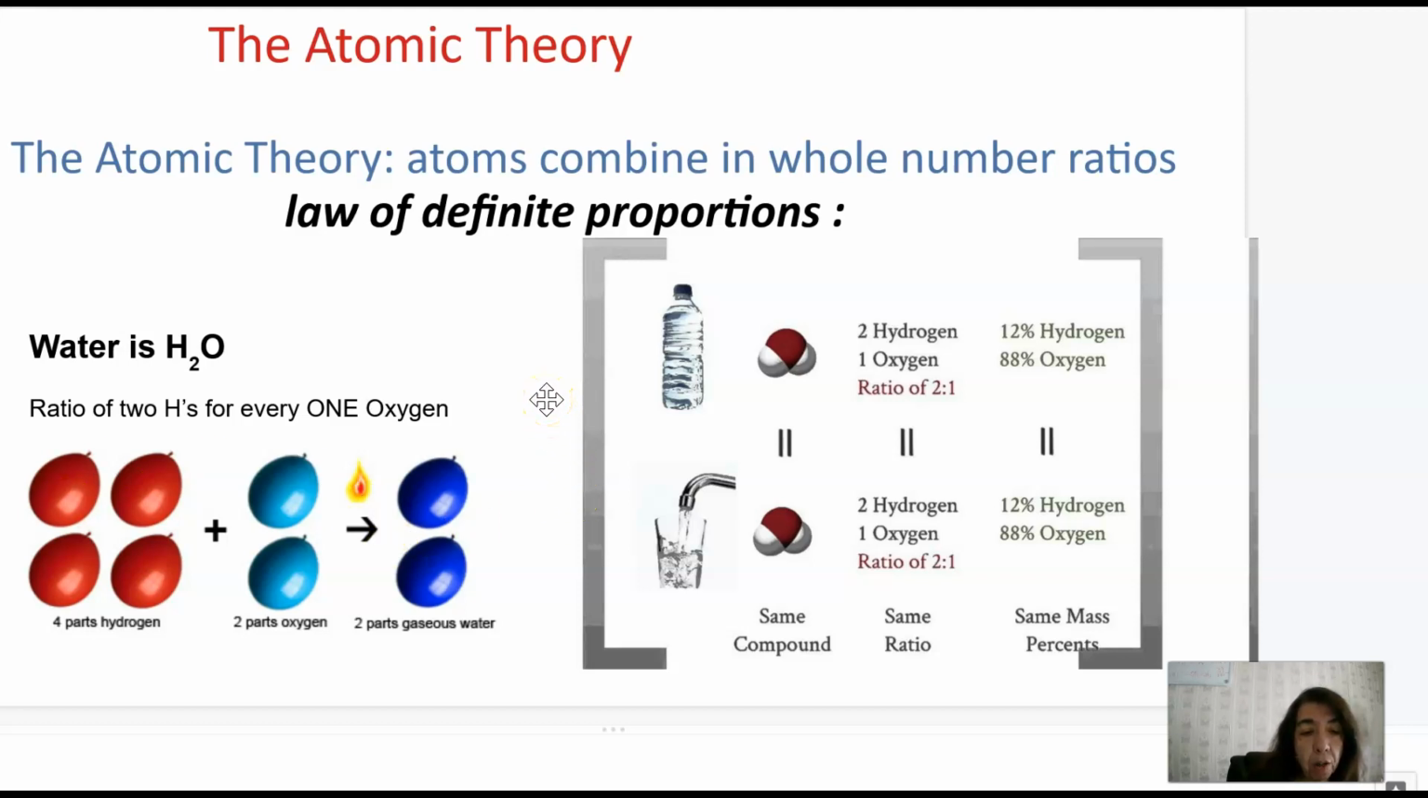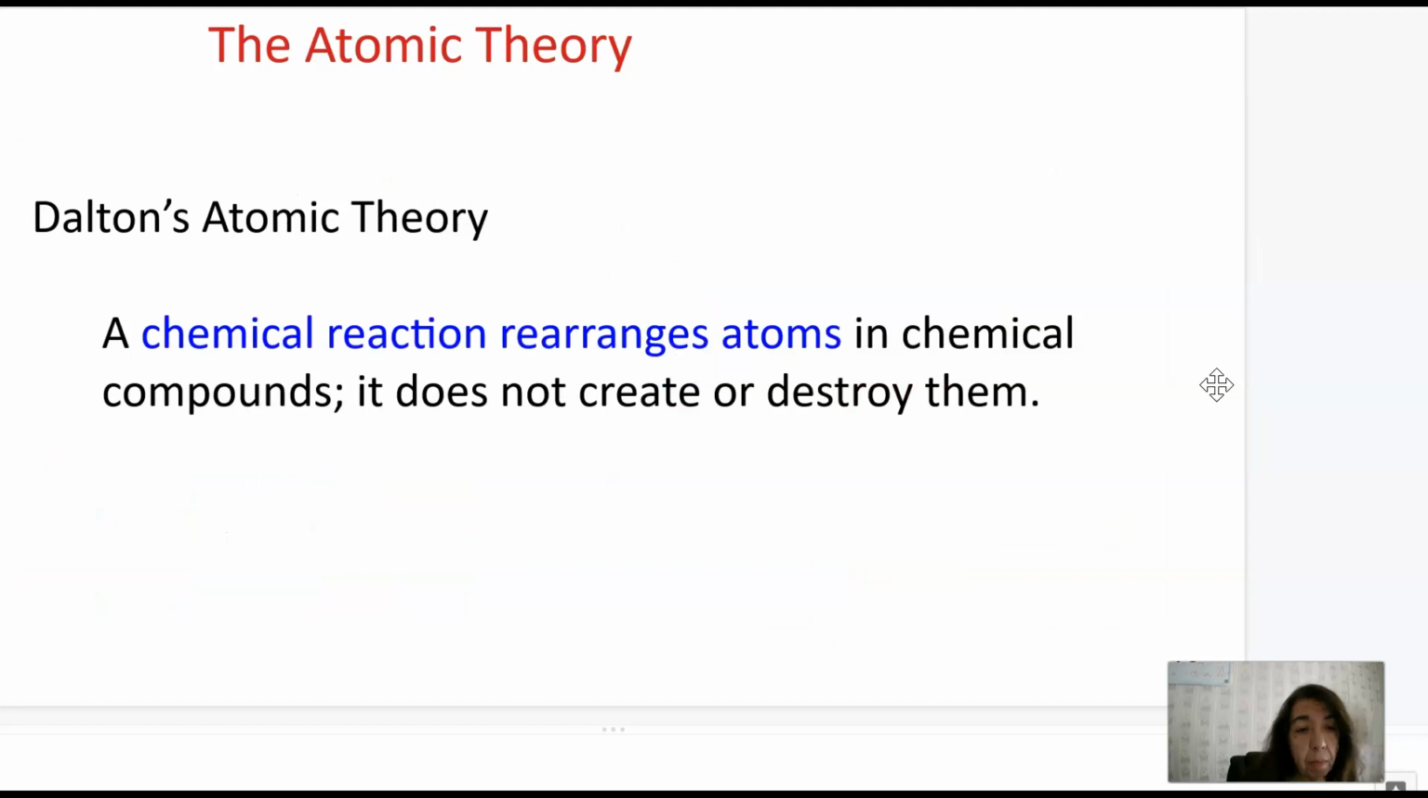So the four hydrogens come together with two oxygens to make two water molecules. And whether water is in a bottle, water is in the sink, water is in the ocean, water is any place, if it's water, it is two hydrogens and one oxygen. And this is called the law of definite proportions.